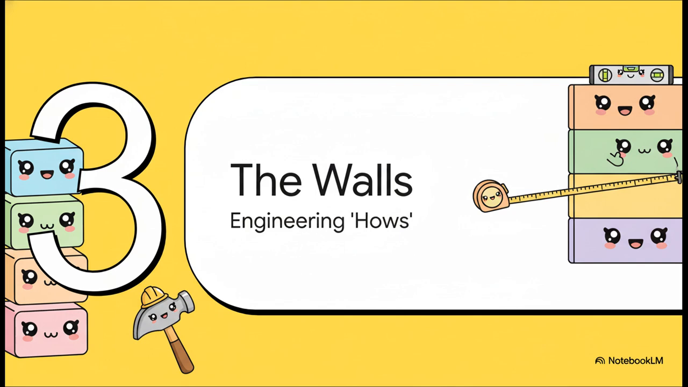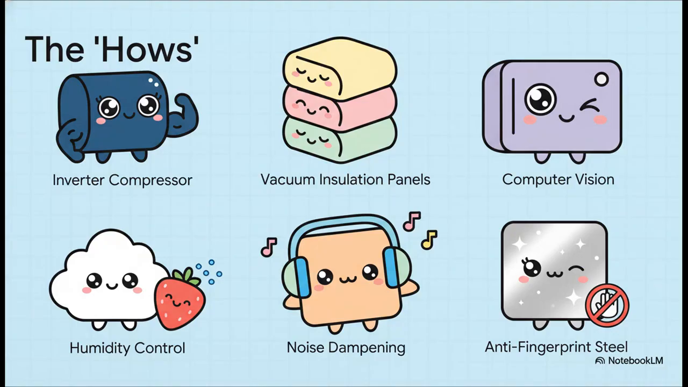Okay, foundations poured, it is time to put up the walls. Now, the walls of our house, these are the technical requirements, what we call the engineering house. These are the specific, tangible things the team can actually build, measure, and improve. So, see what we did here? We've swapped out a vague desire like low energy for concrete solutions like a variable speed inverter compressor and vacuum insulation panels. The idea of auto inventory becomes computer vision modules. These are the actual levers our engineers can pull.